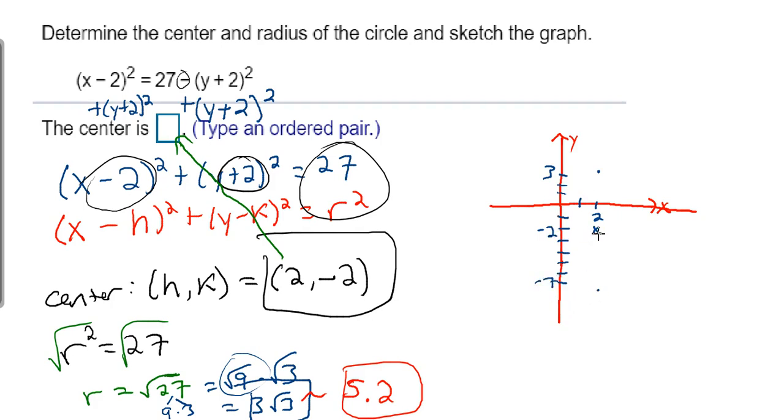Then I'm going to do 5.2 to the left. So starting from here, 1, 2, 3, 4, 5, and then a little bit further to get that point, and then 5 to the right. 1, 2, 3, 4, 5, and then a little bit further for the point 2. All right, so there's my 4 points that serve as my guideposts.